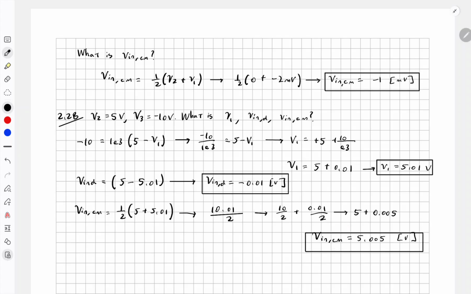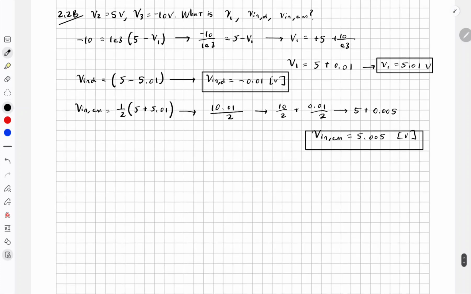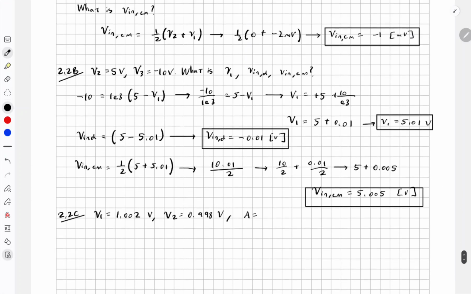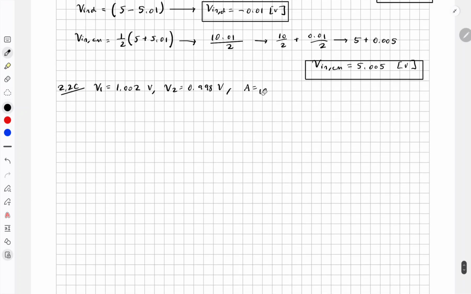Okay, let's do another practice problem. Let's do 2.2c. We're going to do all the practice problems, but now it's 2.2c. We're told that V1 is equal to 1.002 volts, and V2 is equal to 0.998 volts. I assume we are going to reuse the same A. A is 10 to the third, 1000.